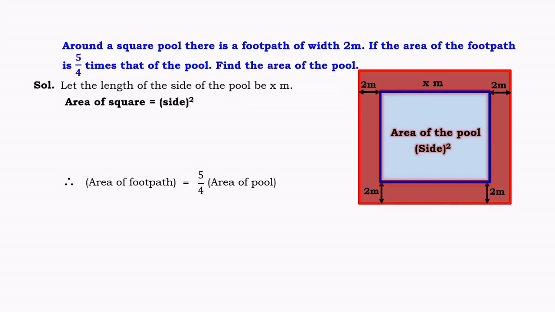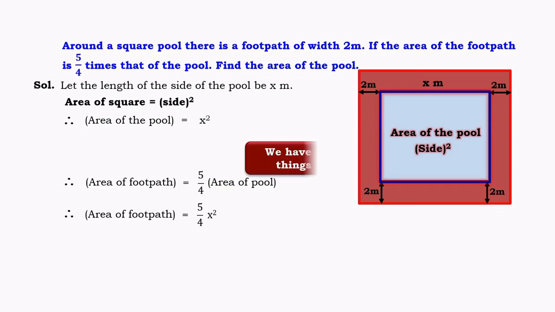Since the area of a square is side multiplied by side, the area of the pool is x squared square meters. The question tells us that the area of the footpath is 5/4 of the area of the pool. Therefore, the area of the footpath is 5/4 multiplied by x squared square meters. Now we need to find the area of the outer square formed by the pool and the footpath together.